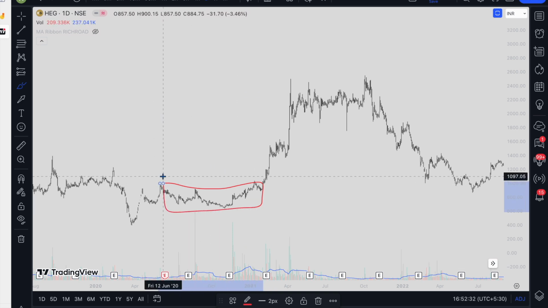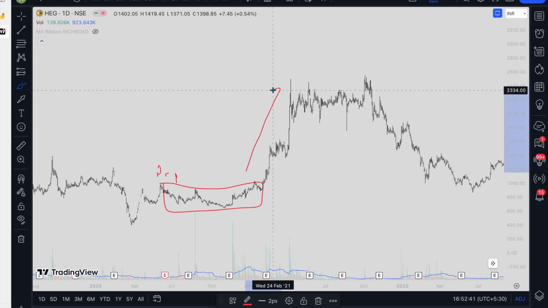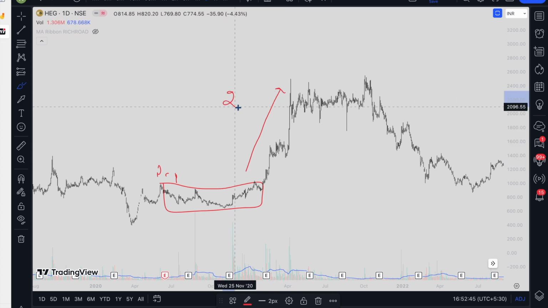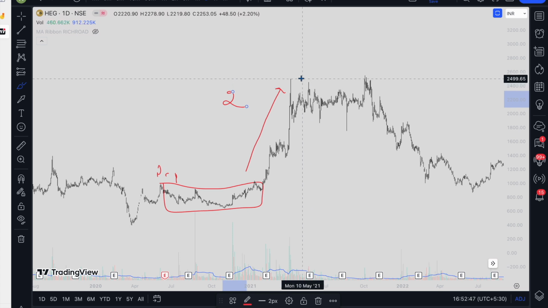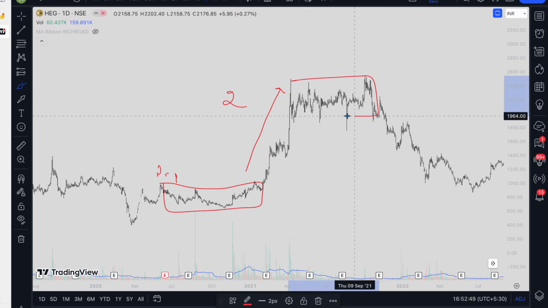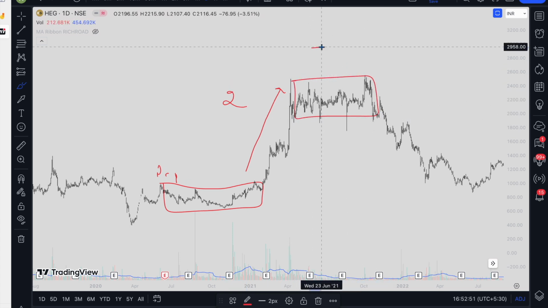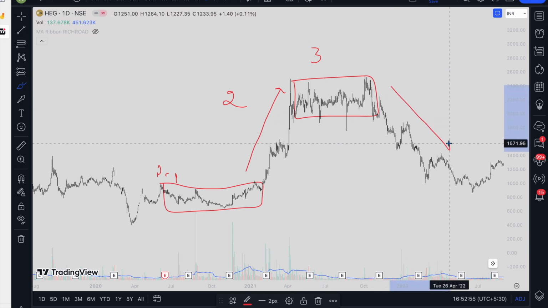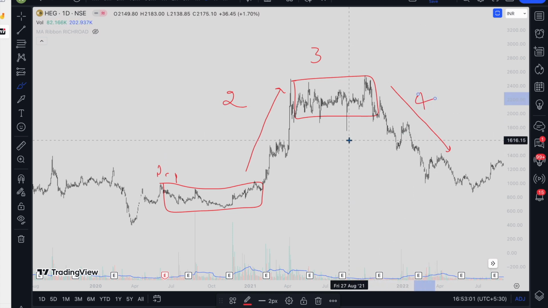Stage 1, base area. Okay. What is this area? 2. What is this entire box? 3. And this is what? Decline phase, right? Okay. So everything is clear on the chart, what happens in the market.